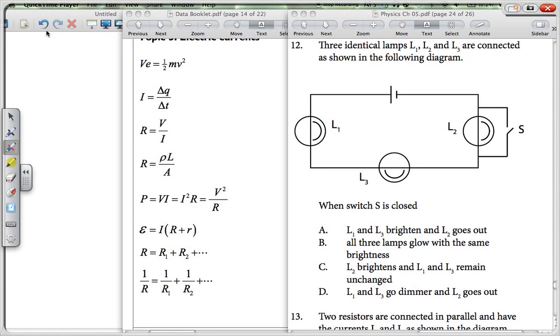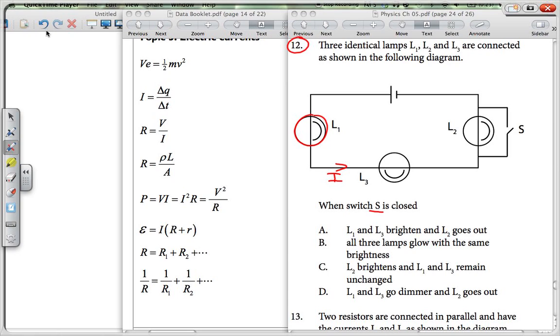Question 12. Three identical lamps, L1, L2, and L3 are connected as shown in the following diagram. So we've got it like this. They're all identical lamps, so we have it like that. We would have obviously a current going through all three of them would be the same. The resistances would all be the same generally, and you'd expect the same brightness.